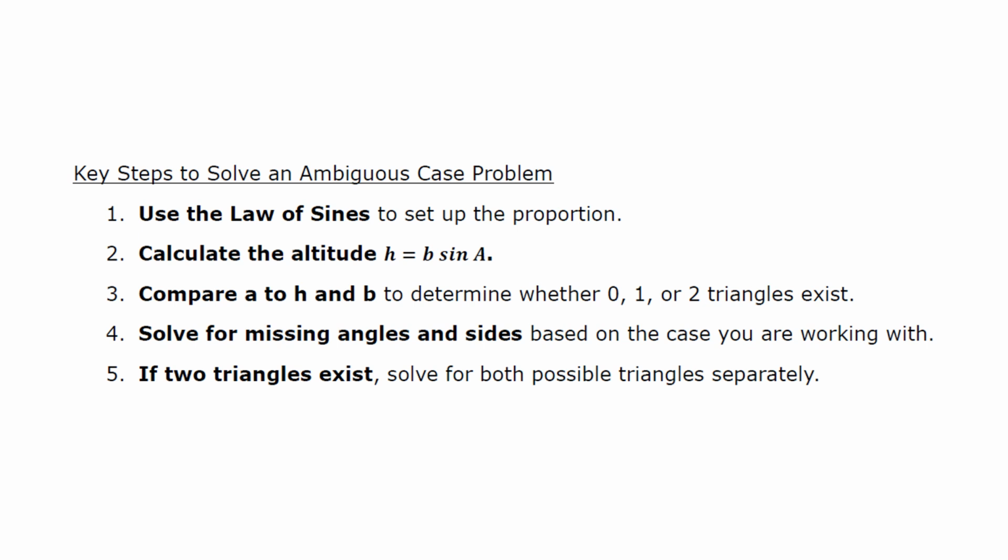You can solve for missing angles and sides based on the case you're working with. And if 2 triangles exist, then you'll solve for both possible triangles separately. Okay? So these would be the steps that you would take to solve your problems utilizing the table.